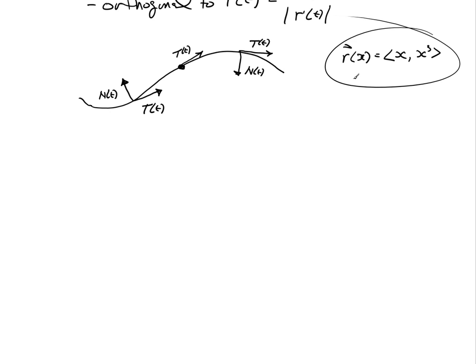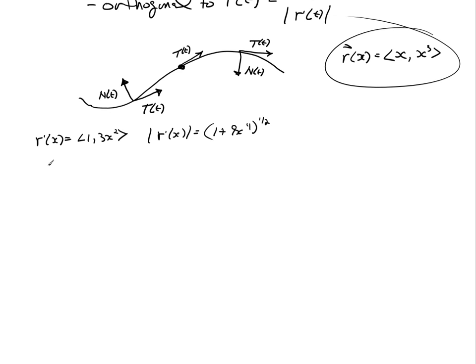Okay, there's r of x. Now r prime of x is going to equal the vector 1, 3x squared. The magnitude of r prime of x is going to be the square root of, I'm going to write it as (1 plus 9x to the 4th) to the 1/2. I squared these components.